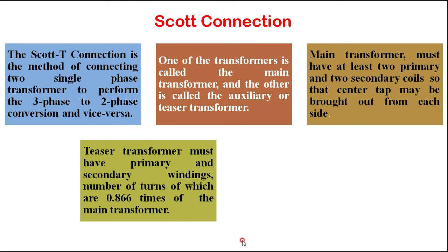At the same time, the teaser transformer must have primary and secondary windings. The number of turns on the primary side of the teaser transformer, or auxiliary transformer, is 0.866 times that of the main transformer. However, the secondary has the full number of turns. That is, the teaser has a primary winding of 0.866 times the main winding, while the secondary has the full winding as per the transformation ratio.